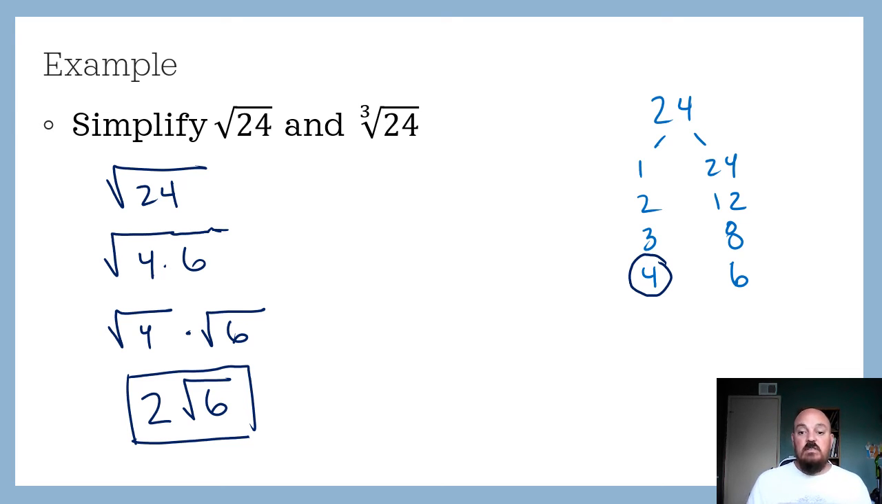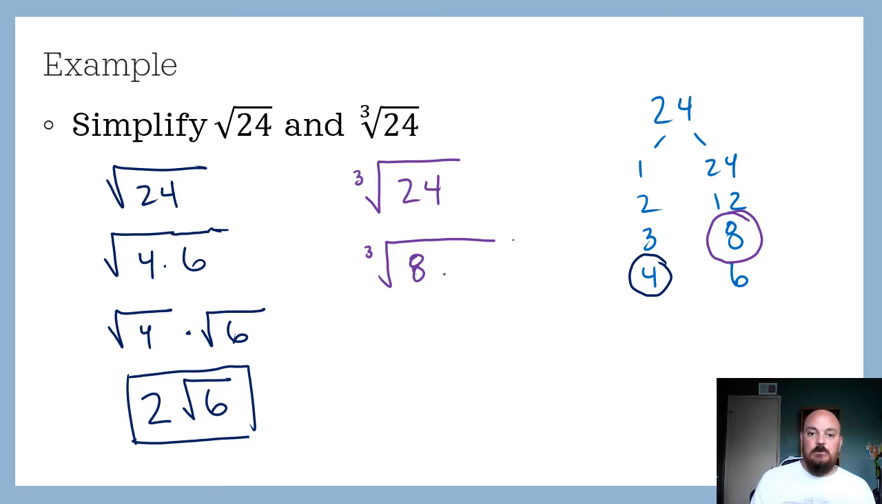Now, let's do the same thing with the cube root of 24. It's the exact same concept, but I'm looking for different numbers this time. See, right now, I'm not looking for the 4. 4 is not a perfect cube, it's a perfect square. Now, if you think of that list we just went over on the last slide, the number I'm seeing is the 8. 8 is a perfect cube because it's 2 cubed. It's 2 times 2 times 2. So instead of splitting it up into 4 times 6, I'm going to split it up into 8 times 3.